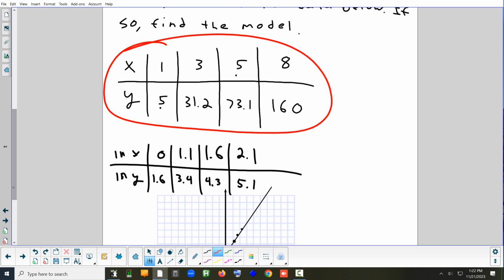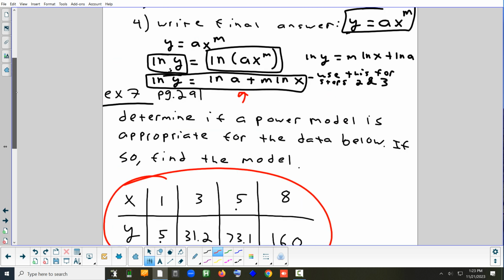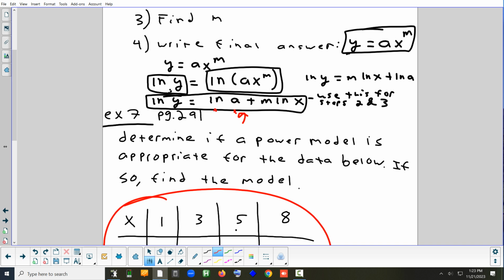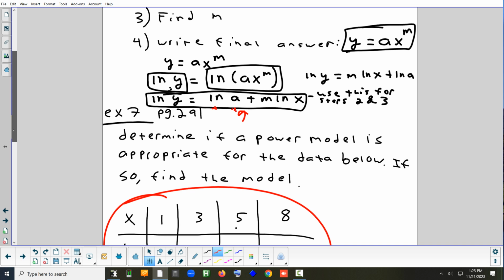The only reason I like 0 is because it makes something cancel out. 1, 5. All right, 1, 5. So we're going to plug the point 1, 5 into this equation right here and solve for A. Okay, so let's write it down.